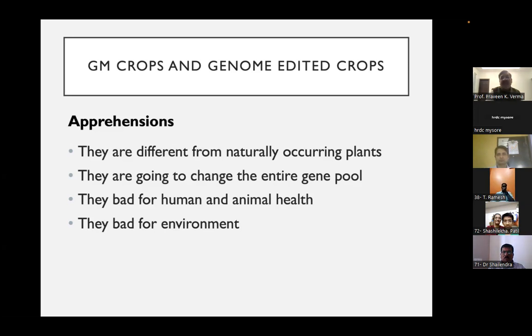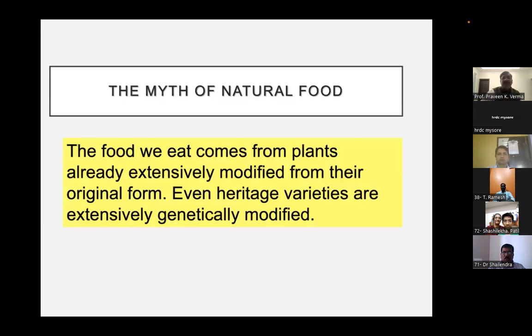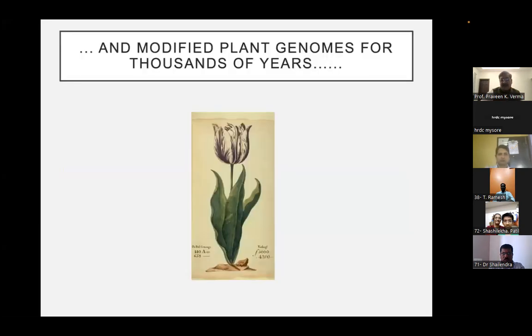Another apprehension is that they are going to change the entire gene pool, that they are bad for human and animal health, and that they are bad for the environment. We will discuss all these points. Basically, the myth of natural food is that the food we eat comes from plants already extensively modified from the original form. Even the heritage varieties are extensively genetically modified.